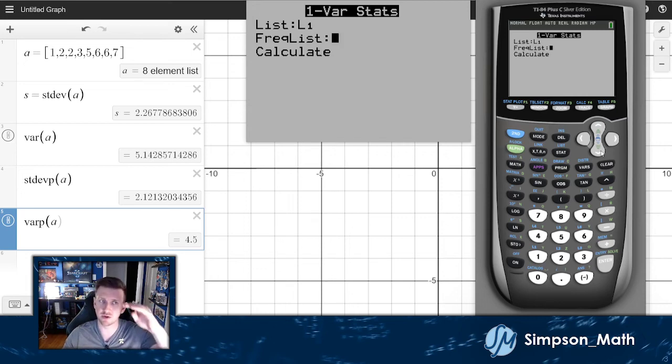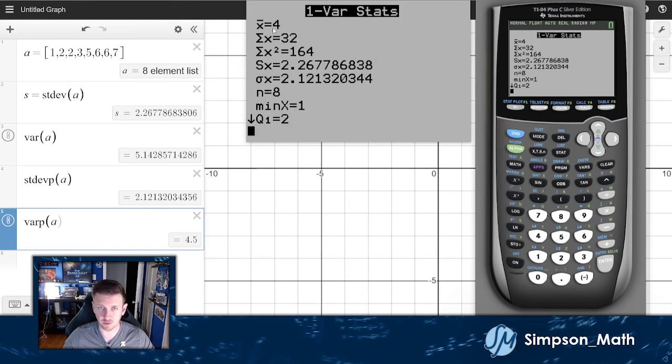I could have typed in 1, 2, 3, maybe even the 4, 5, 6, 7. And then next to the 1 I would say 1 in L2, next to the 2, I would say 2 because we have 2 of them. Next to the 3, I would say 1. Next to the 4, I would say 0 because we got none of those. 1 for the 5, 2 for the 6s, 1 for the 7. You probably won't see something like that within our courses, but you might. Then you would tell the calculator where your frequency list is. But you can just leave it blank and then say Calculate.